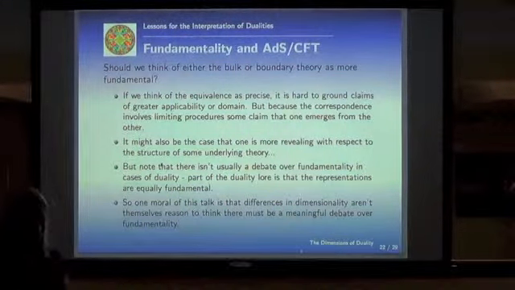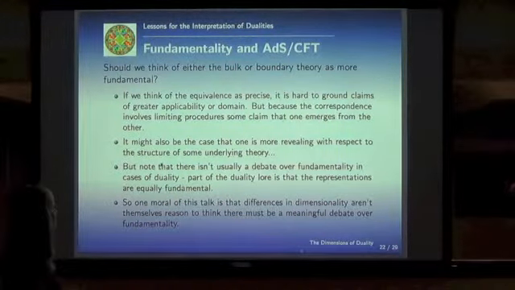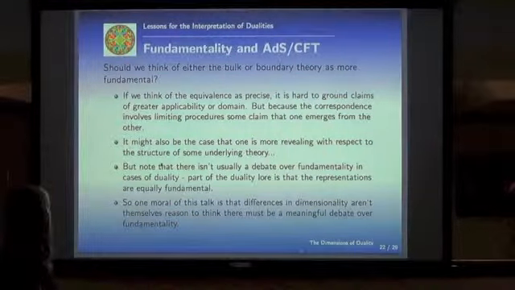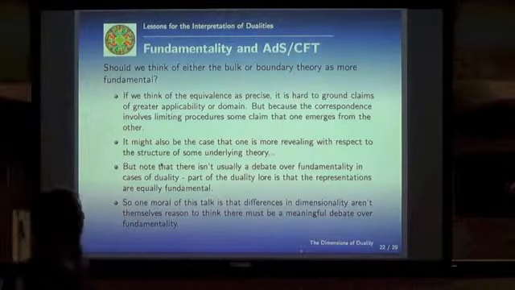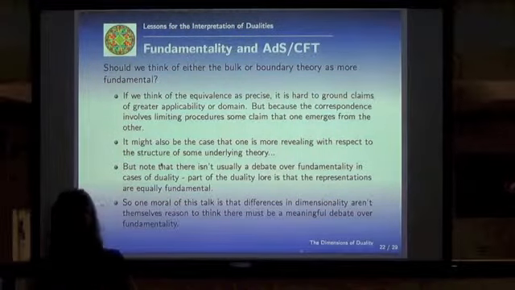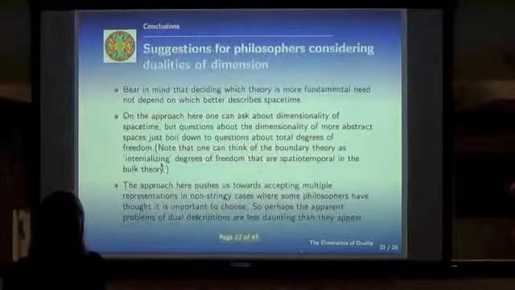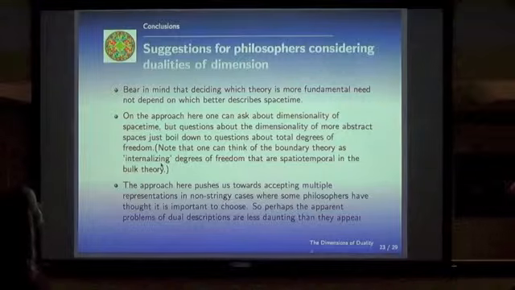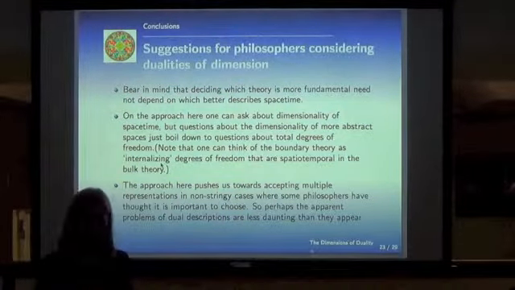It's not obvious that a difference in which degrees of freedom the theory puts into a geometric representation is something that we need to be deeply bothered by as a difference between two representations. So, conclusions, some suggestions, mostly for philosophers considering dualities of dimension.